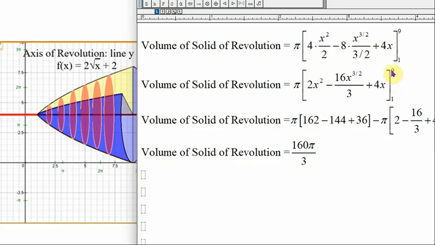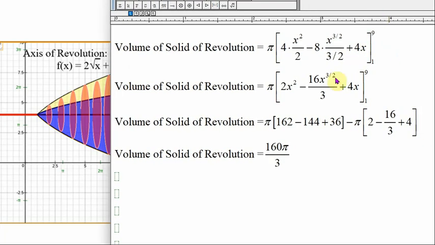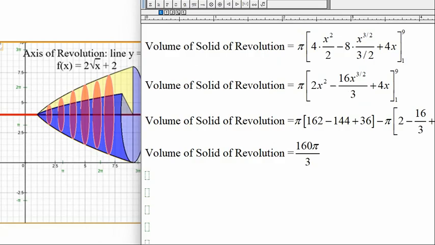Evaluating from 1 to 9, when x is 9, we get 162 minus 144 plus 36. When x is 1, we get 2 minus 16/3 plus 4. Simplifying everything, we get 160 pi over 3. So the volume of the solid of revolution is 160 pi over 3. And that's the end of the video.